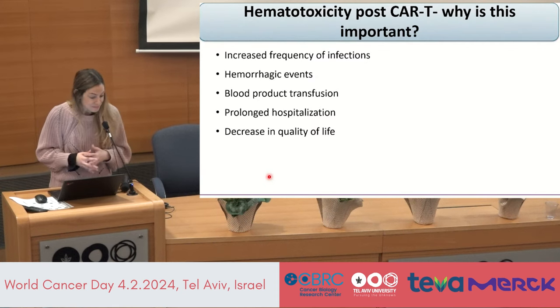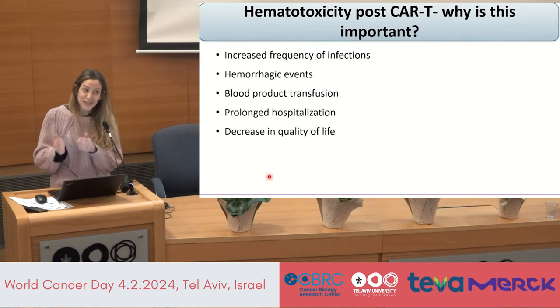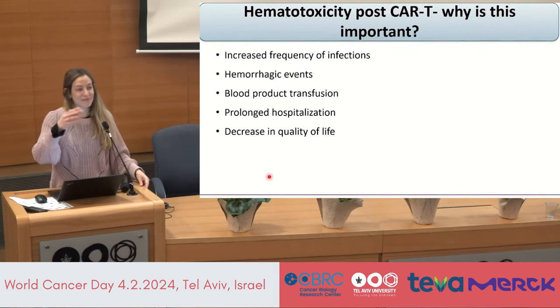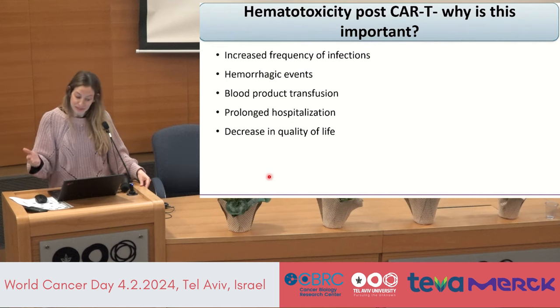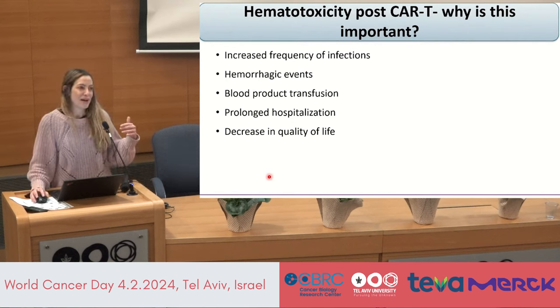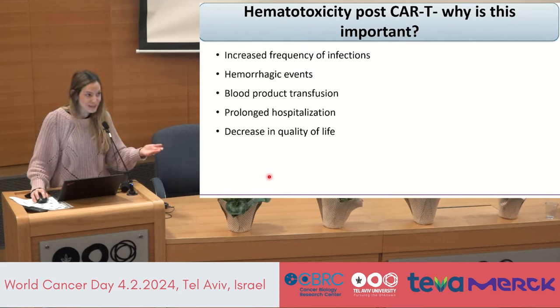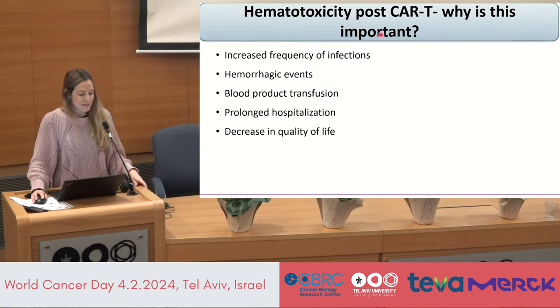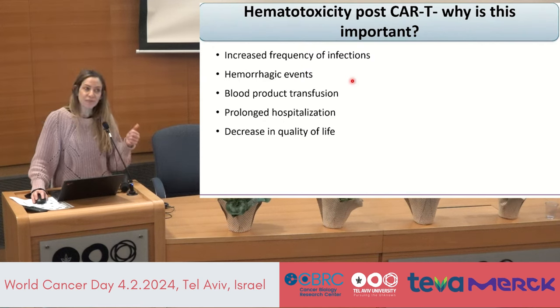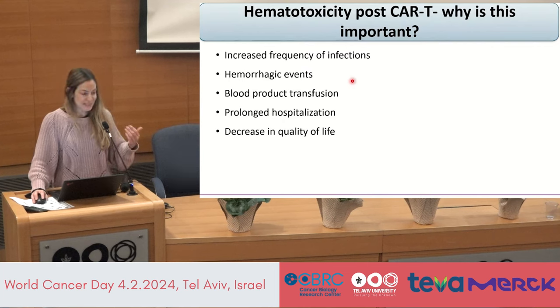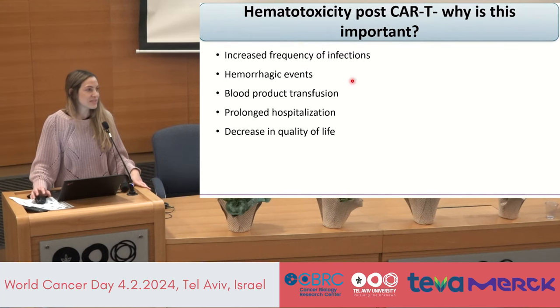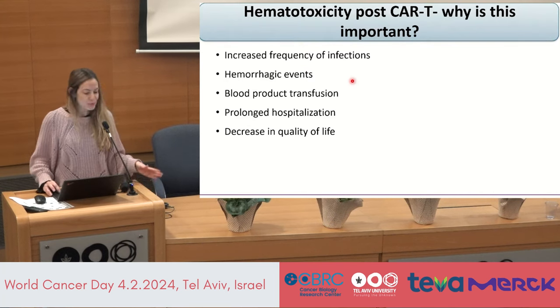Why is this even important? We promise the patients that we're going to give them treatment that will result in great overall response rate and complete response, and this is really true. However, we also promise good quality of life, and this is not good quality of life. They have increased infections. They bleed. They have hemorrhagic events due to the low platelet counts. They receive a lot of platelet infusions and RBC infusions, leading to iron overload and all those complications. And they're hospitalized for a while. They can't go home, and obviously there is a decrease in quality of life. So this is a really big problem in the field.